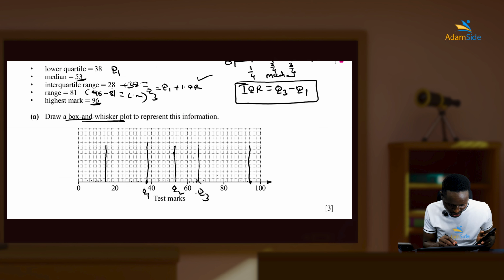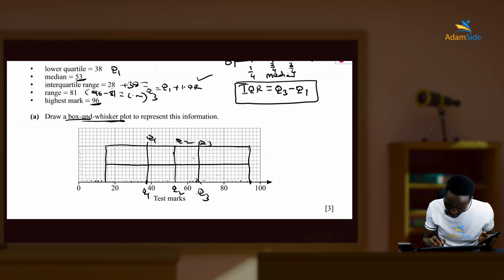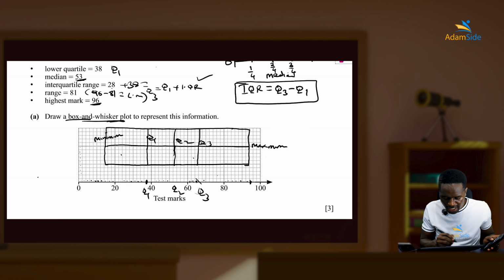Because now we have 1, 2, 3. We can now draw our box plot. Everything has been named now. We can have our good diagram on top here: Q1, this is Q2, then this is Q3. Yeah, we have our box plot in that form, and you get it.